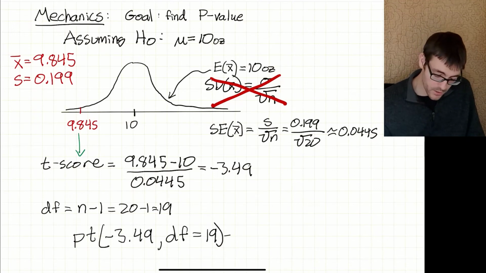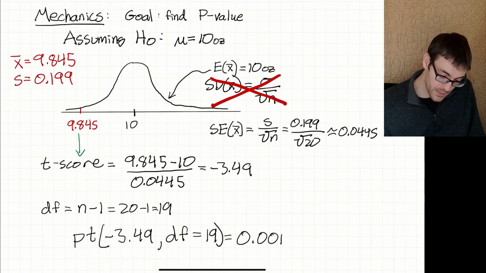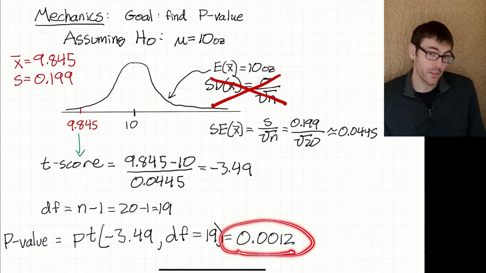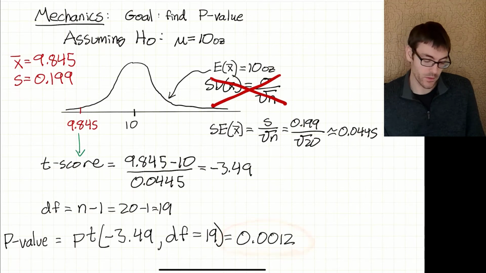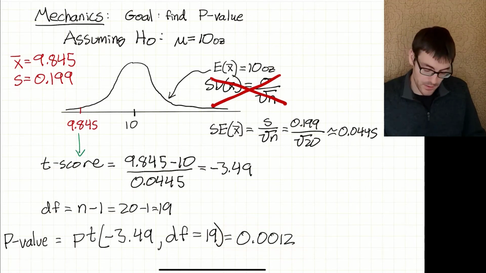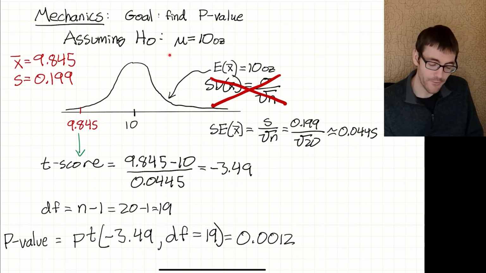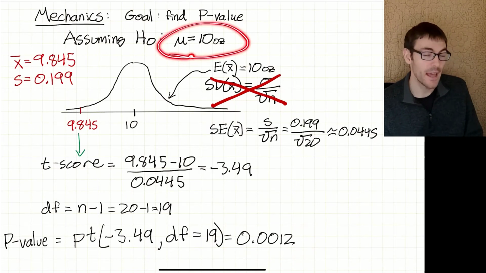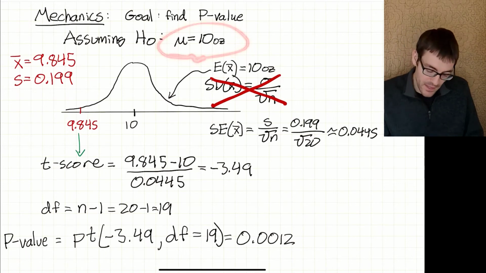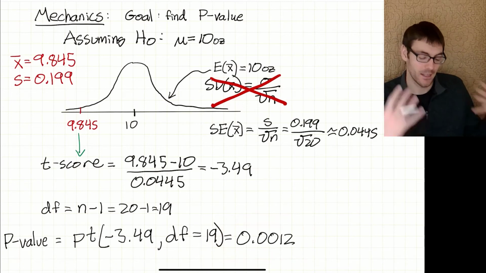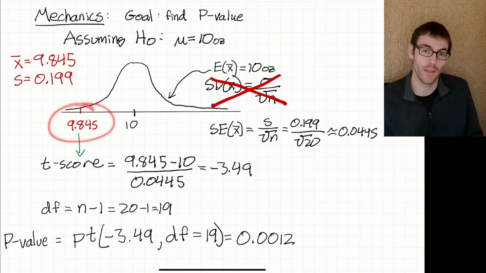So if we used R to calculate this, we would see that our p-value is fairly small, 0.0012. So remember, this number is telling us that if it is in fact the case that the coffee machine dispenses 10 ounces of coffee per cup on average, this is the probability that we, just by happenstance, get a result like the one that we got.